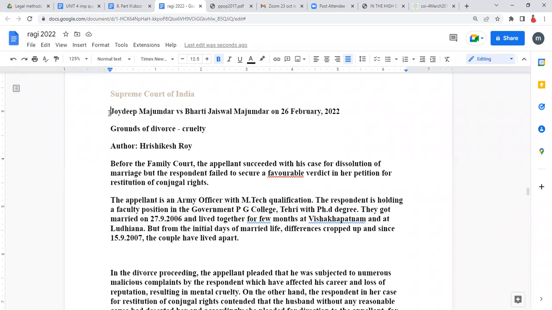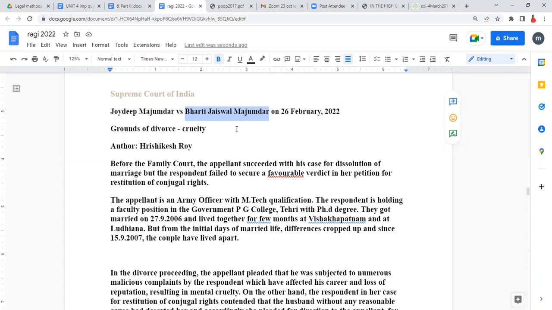Now, what happened in this case, Joydeep Majumdar versus Bharati Majumdar? Both of them got married to each other in 2006, and since the starting of their marriage they were having issues. The husband was an army officer and she was a PG college teacher with a PhD degree. Both of them were highly qualified and doing their jobs properly, but they were having issues in their marriage since the start.